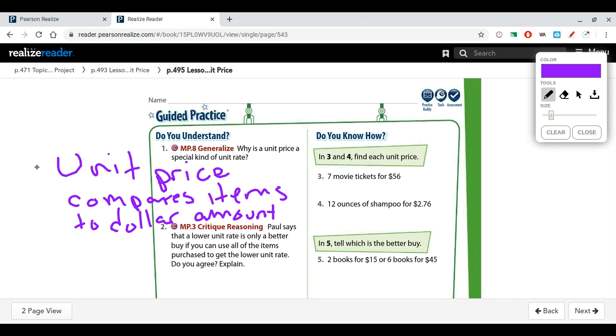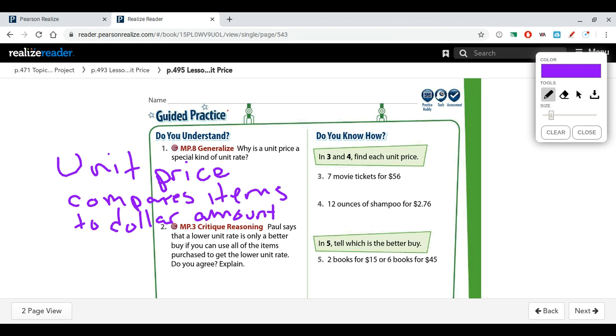All right, let's take a look at number two. Paul says that a lower unit rate is only better if you can use all of the items purchased to get the lower unit rate. Do you agree? A good example would be if the unit price for 80 pounds of flour is less than the unit price for 5 pounds of flour, well, I may not be able to use 80 pounds of flour for a really, really long time and it might go bad. Whereas a 5-pound bag may be a little bit more expensive, but in the long run, I'm going to get more use out of it. So I can agree with him.